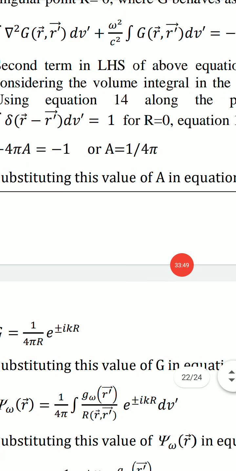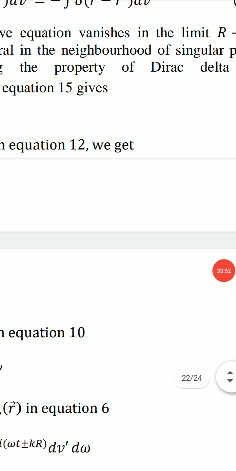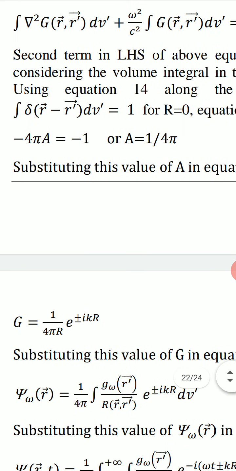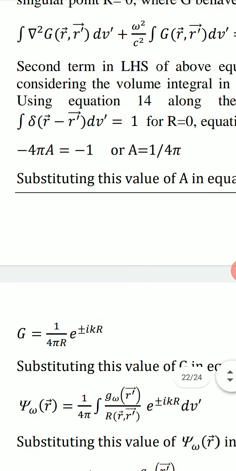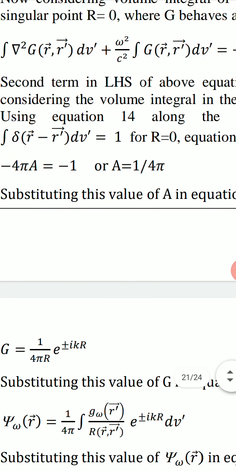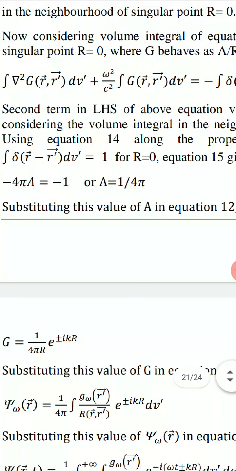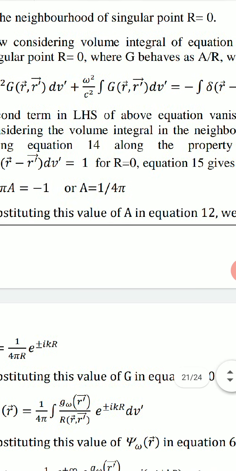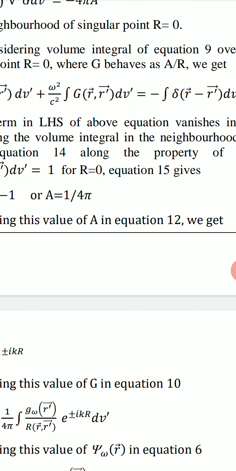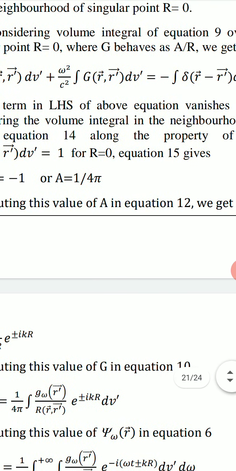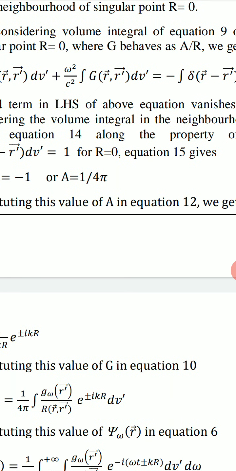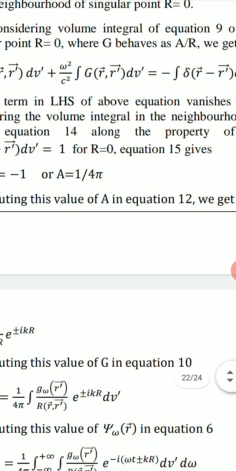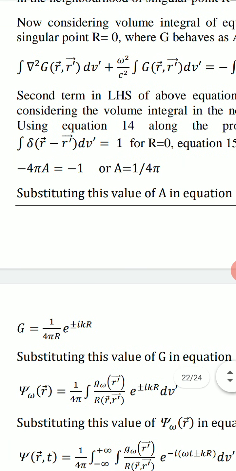Using equation 14 along with the property of Dirac delta function, that integral delta r minus r dash dv dash equal to 1 for r equal to 0, equation 15 gives. In this equation 15, in the neighborhood of capital R equal to 0, this second term is 0, and in right hand side this integral is equal to 1. So in right hand side we have minus 1.